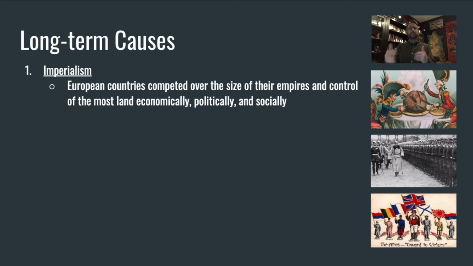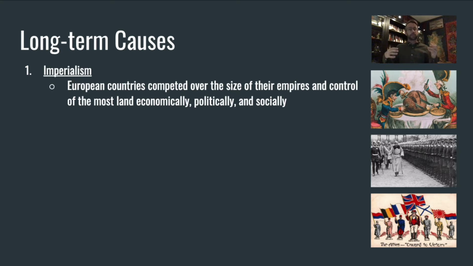So these small European countries are controlling relatively large amounts of land around the world economically to use their raw resources to manufacture into their goods back in Europe and then sell back to their colonies and imperialized lands around the world. Politically, meaning that the government was controlled centrally by the European powers and there was no local control in those areas that they controlled around the world.